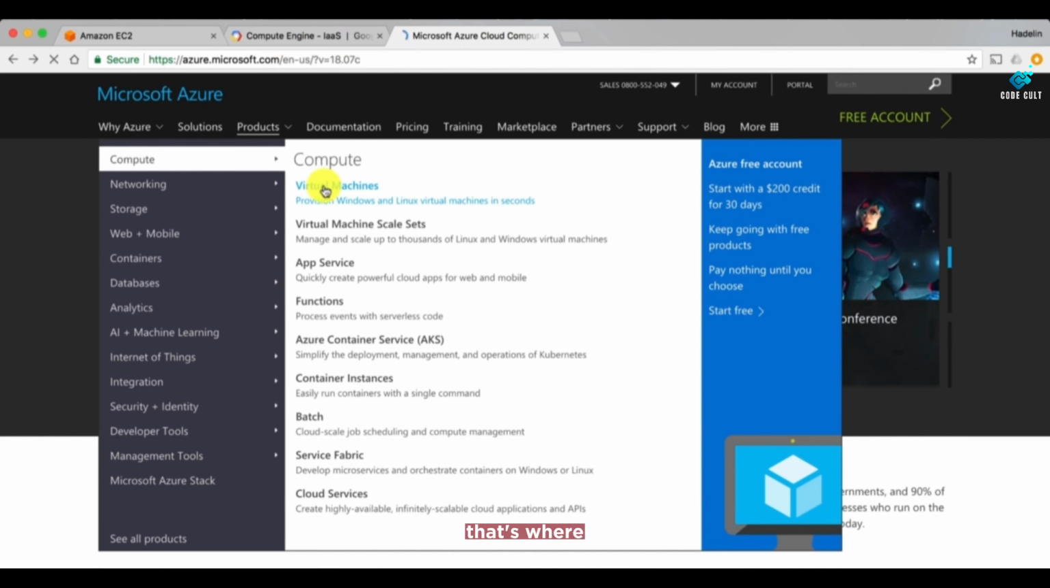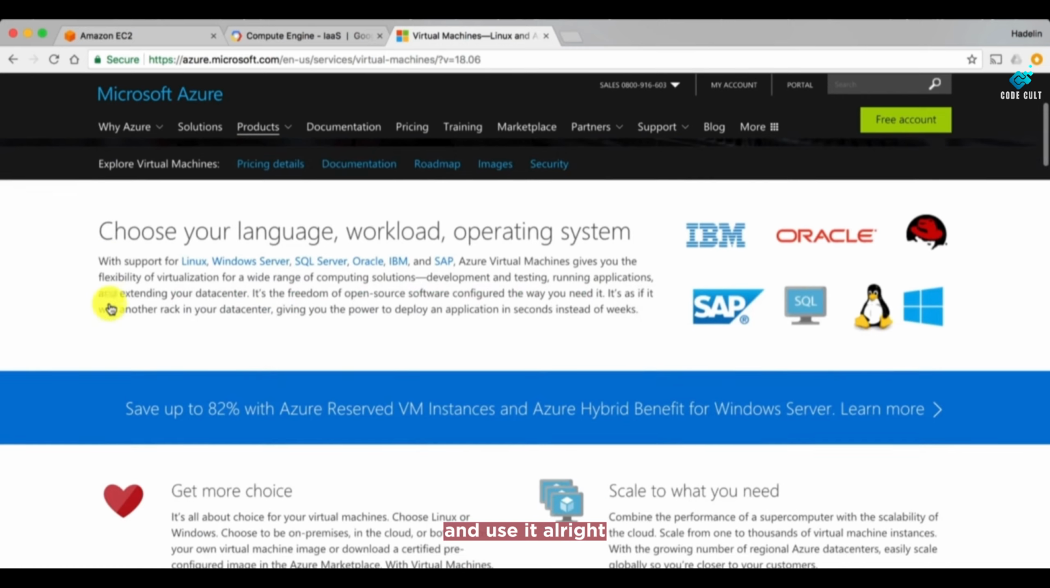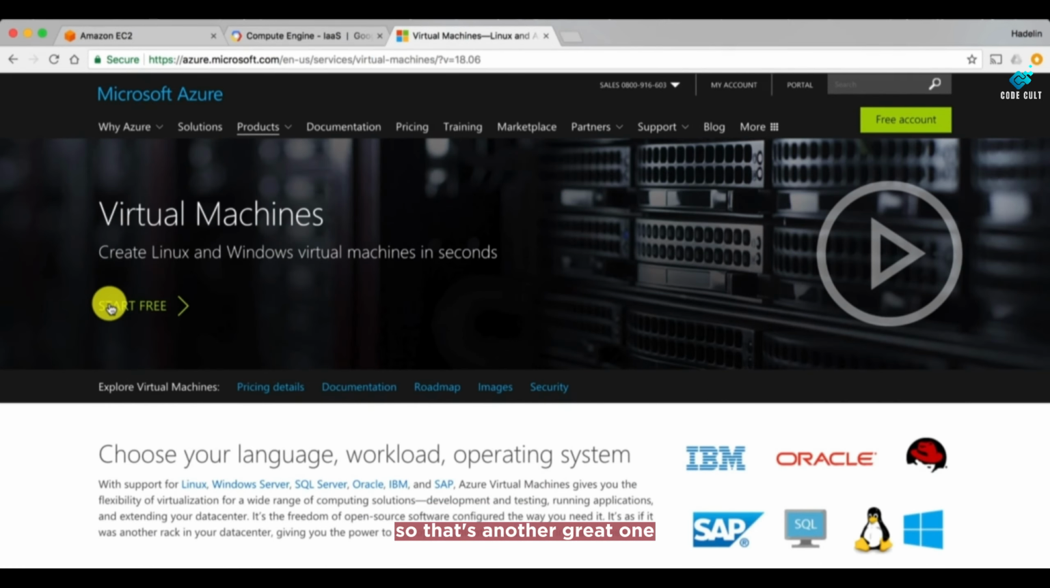But there you go. That's where you can connect to virtual machines on the Microsoft Azure Cloud platform. And here again, you can start free. You have a nice guide that explains you well the process of setting up a virtual machine and use it. All right, so that's another great one.